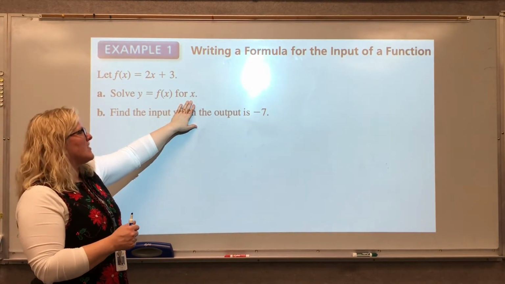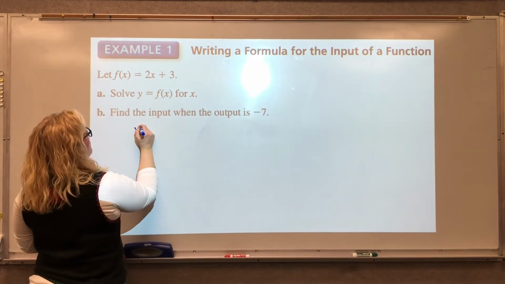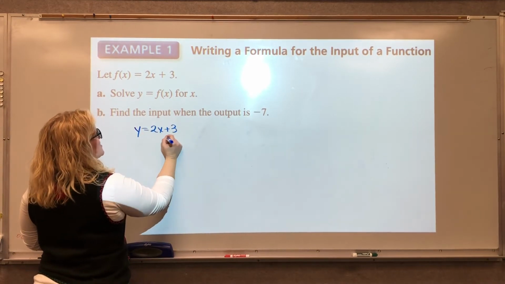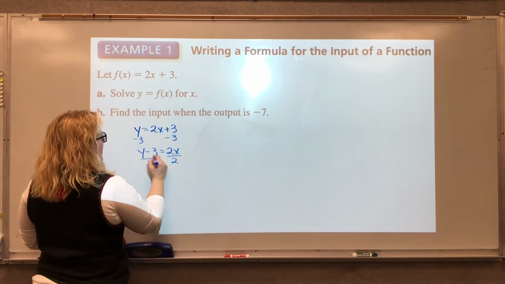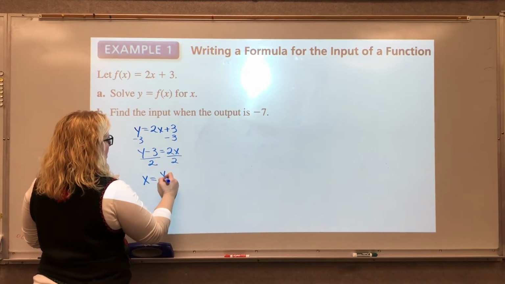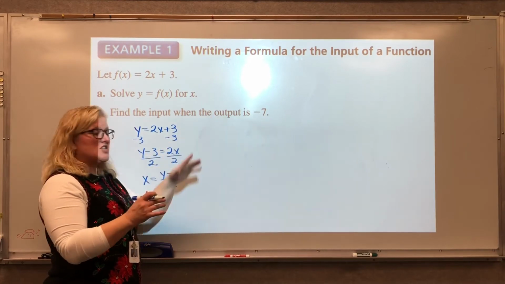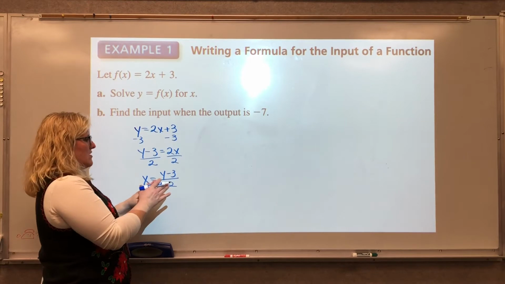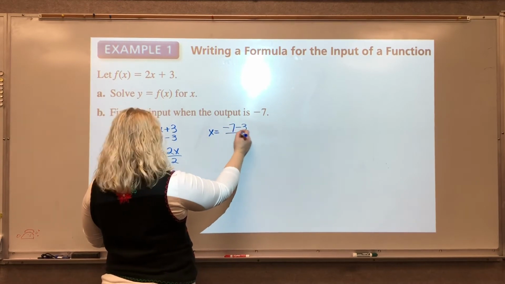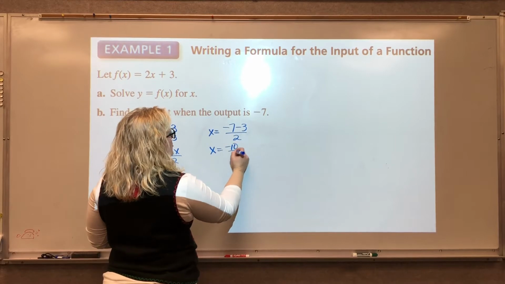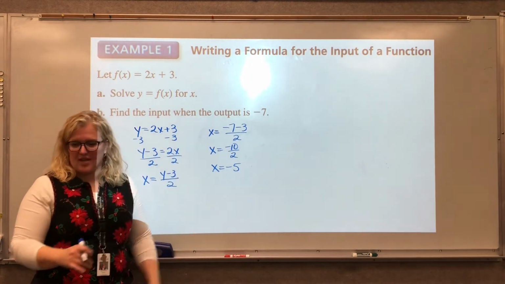All right, so instead of getting y by itself, we're going to get x by itself. So we have y equals 2x plus 3. We subtract 3 from both sides. So I have y minus 3 equals 2x. Divide by 2, and I have x equals (y minus 3) over 2. And then it says find the input when the output is negative 7. So this is when we plug it in after we've solved for x. So I have x equals (negative 7 minus 3) divided by 2. So x is negative 10 over 2. x is negative 5. So all I did is get x by itself and then plug in.